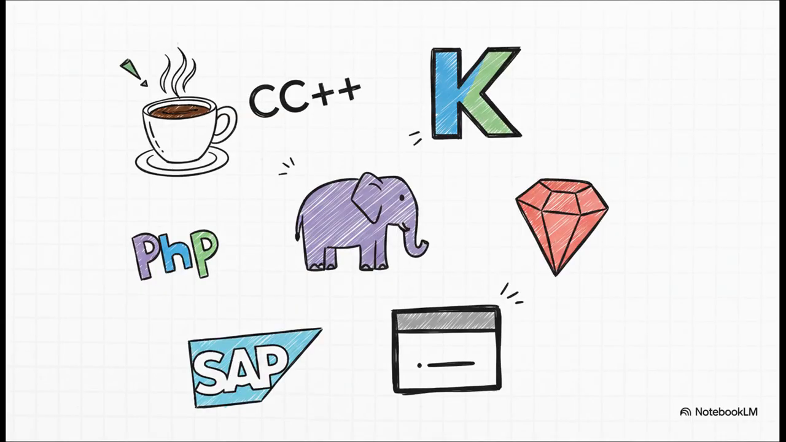And believe it or not, the list just keeps going. We're talking about enterprise workhorses like Java and C++, popular web languages like PHP and Ruby, and even tools for the command line like the AWS CLI and PowerShell. The takeaway here is simple. Whatever you specialize in, chances are there's an SDK ready and waiting for you.